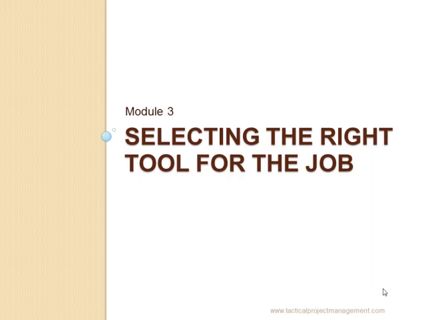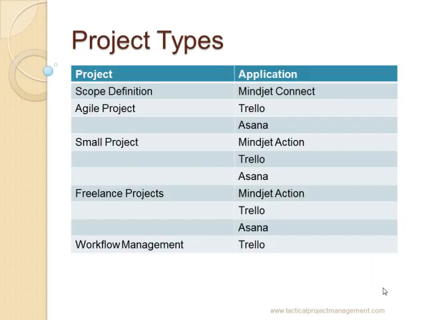Okay, in this next module, we're going to talk about selecting the right tool for the job. When you think about the different types of projects that you have in your organization, a natural question is, well, what application should I be using for the different types of projects that I have? You may be a more waterfall-based organization, or maybe you're a smaller organization using Agile, or you're a large organization using Agile. You can use a variety of these applications to help you manage and improve your project delivery with these different tools. Now, the first one we talk about is scope definition.